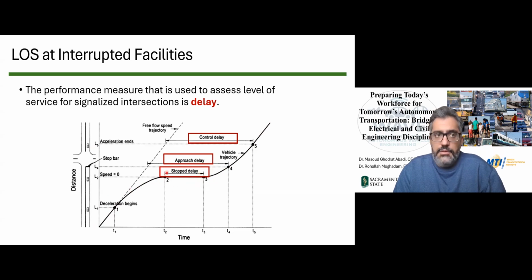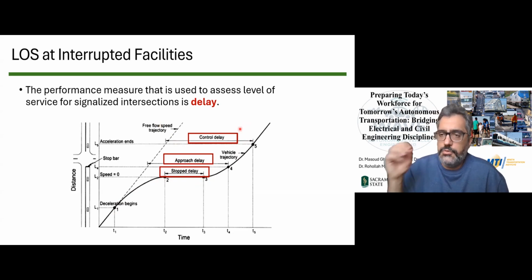We have a stopped delay, the time that the vehicle was completely standing still. We may have approach delay, which considers some of that deceleration and acceleration. But the most important thing, a theoretical concept that we will use for level of service analysis at signalized intersections, or usually at interrupted facilities, is what we call control delay. Control delay means the average delay that is imposed on vehicles because of that control device, because of that traffic light, because of that stop sign, because of that roundabout.